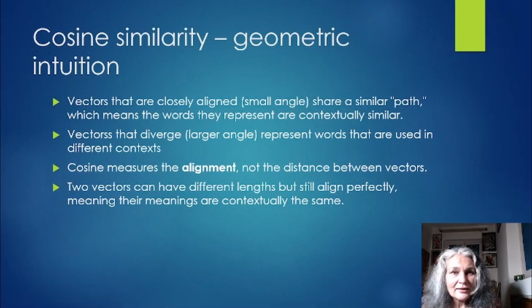Geometrically, finally, we can say that for cosine similarity, vectors that are closely aligned, that is, have a small angle between them, represent words which are more contextually similar. Vectors that diverge, have a large angle between them, may be opposites or may actually be completely unrelated. Therefore, cosine similarity measures the alignment between the vectors.